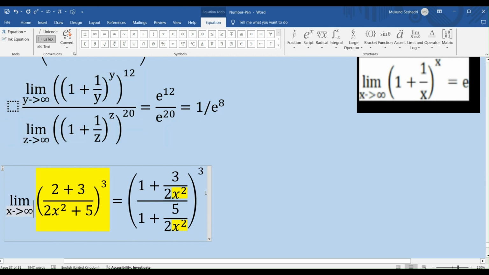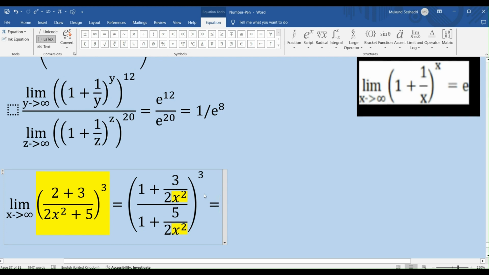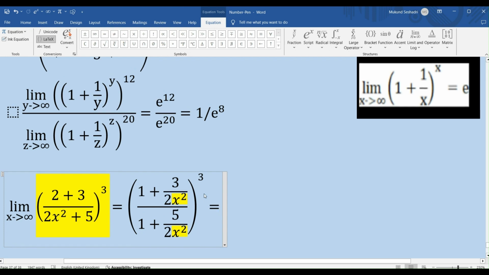Now, I'm sorry, this is extending to infinity, right? So as x tends to infinity, what happens to the numerator? 1 plus 3 divided by 2 into infinity, which is 1 plus 3 by infinity, which is 1 plus 0. And you have a very similar behavior of this denominator as well. So the denominator also will converge to 1. So the answer for this part of the expression is simple. It is 1 cube, which is 1, right?